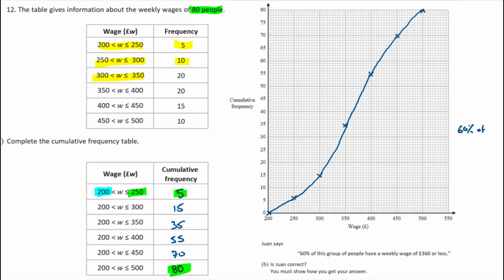60% of 80. Okay, what's that then? 100% of 80 is 80. 50% is going to be half that. It's going to be 40. And 10% is going to be 100% divided by 10, isn't it? It's going to be 8.